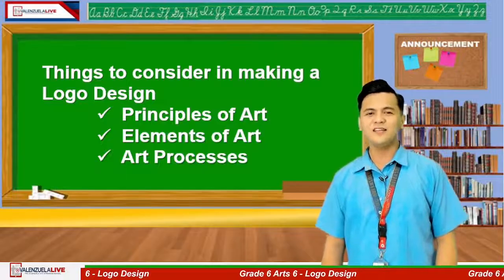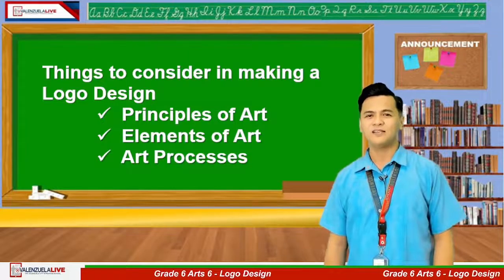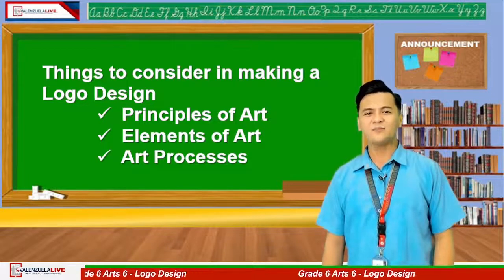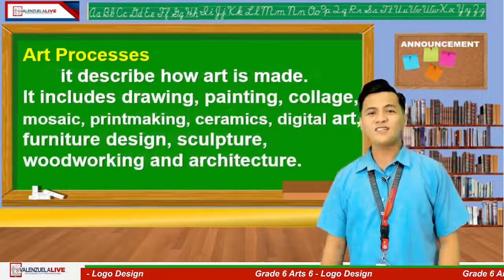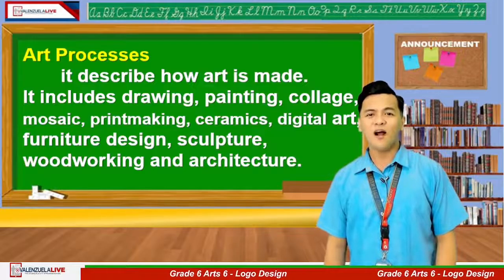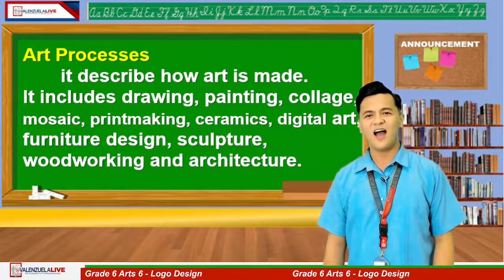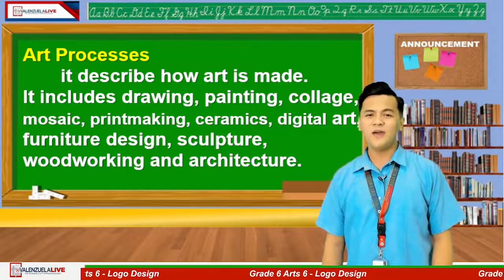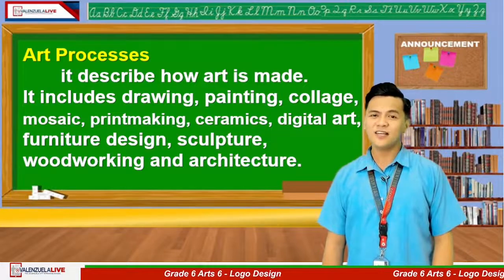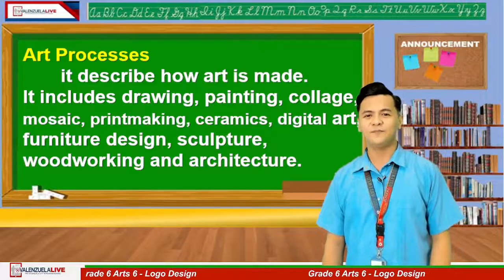There are things to consider in making a logo design. We have first, the principles of art. Second, the elements of art. And the art processes. What are art processes? Art processes describe how art is made. It includes drawing, painting, collage, mosaic, printmaking, ceramics, digital art, furniture design, sculpture, woodworking, and architecture.